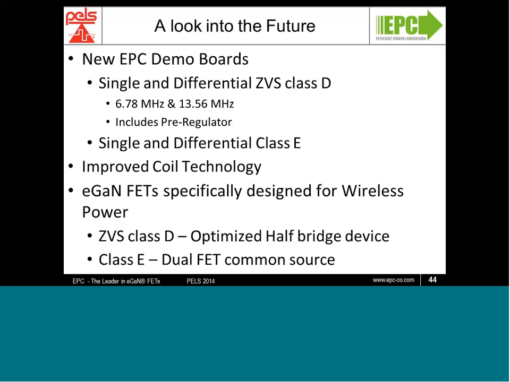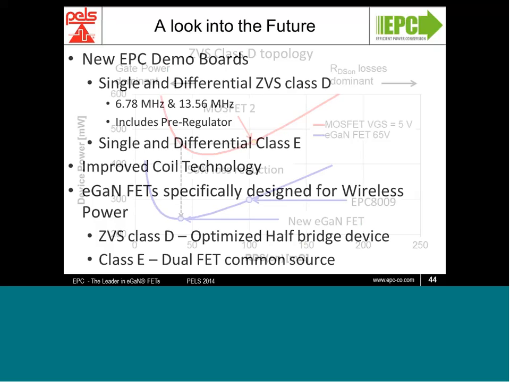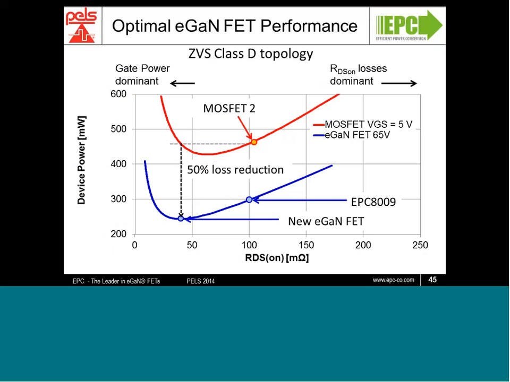Here we can show some of that using our wireless power transfer figure of merit. For the ZVS Class D topology, we can compare the best MOSFET technology against the 65-volt GaN FET technology, and you can see that optimizing the FETs will show at least up to a 50% reduction in the losses. That is significant. So there's room for improvement on both, but you can see that the MOSFET technology will never be able to come to the level of efficiency of the GaN FET.